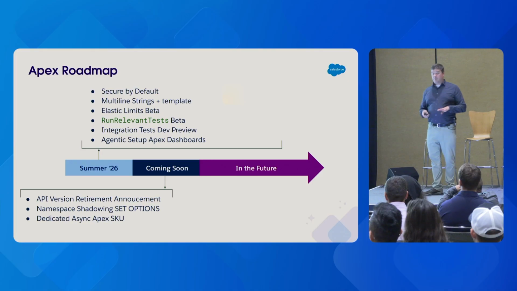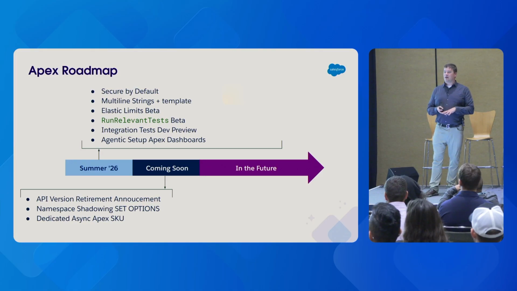Going forward, as we said, we're going to start down the path of API version retirement. So again, focus on keeping up with the highest API version you can, keeping them consistent will set you in a good place before that starts to come around. And the namespace shadowing solution is coming very shortly.